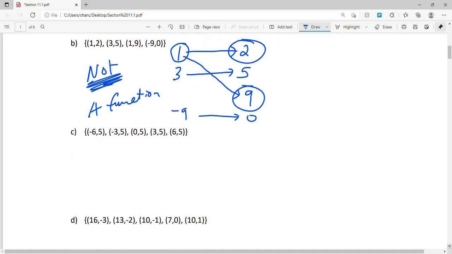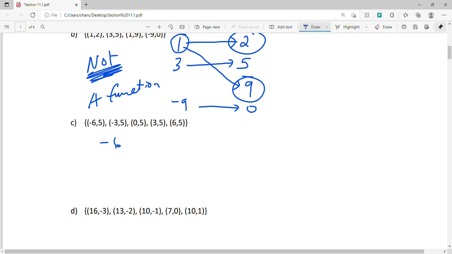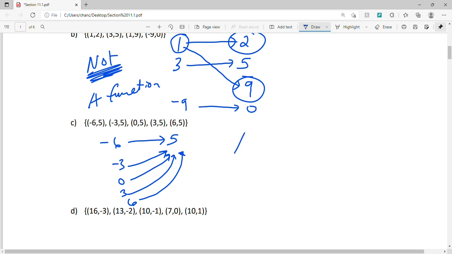Let's look at part C. The -6 goes to a 5. The -3 goes to a 5. The 0 goes to a 5. 3 goes to 5. And even 6 goes to that 5. Is this a function? Yes, this is a function.